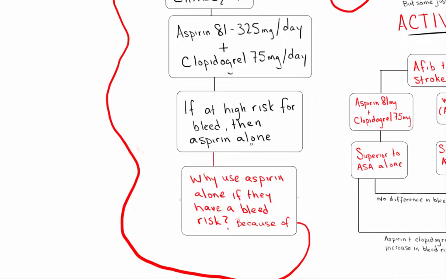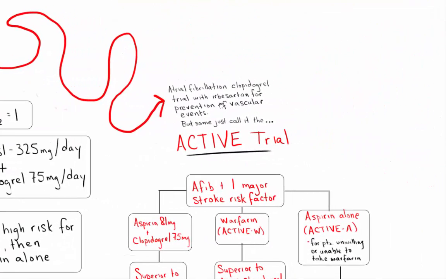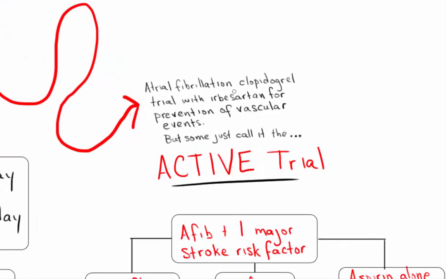I mentioned that the combination has the same bleed risk as oral anticoagulation, but where did this info come from? Well, if we follow the line to here, we're going to find a trial called Atrial Fibrillation Clopidogrel Trial with irbesartan for prevention of vascular events, but some just call it the ACTIVE trial.